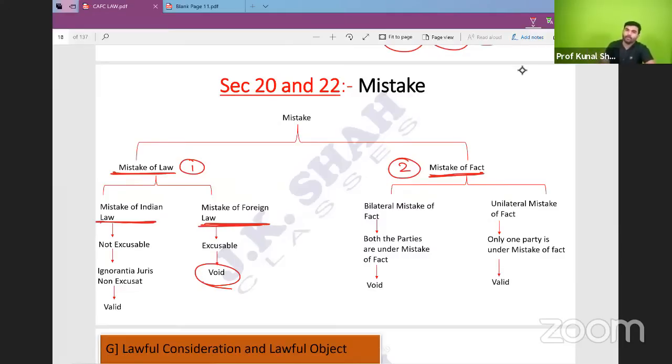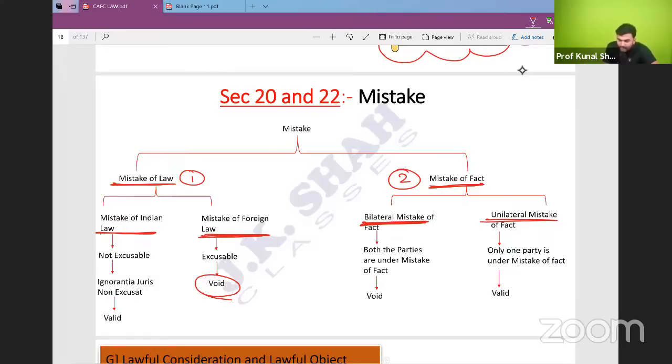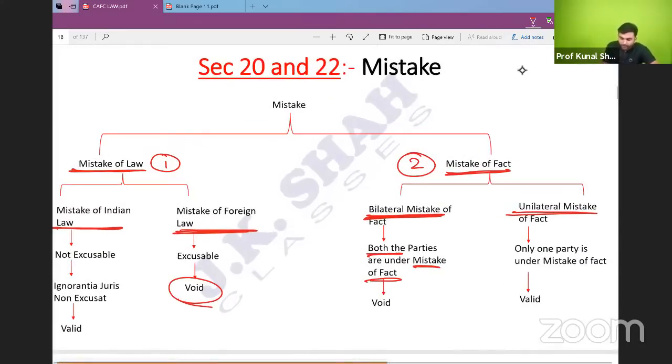On the other hand, what is mistake of fact? That is a mistake towards the main subject matter for which the contract was formed. Now that mistake of fact can either be a bilateral mistake of fact or a unilateral mistake of fact. When I say bilateral mistake of fact, it means both the parties are under mistake of fact. When both the parties are under mistake of fact, the contract which gets formed is void contract.